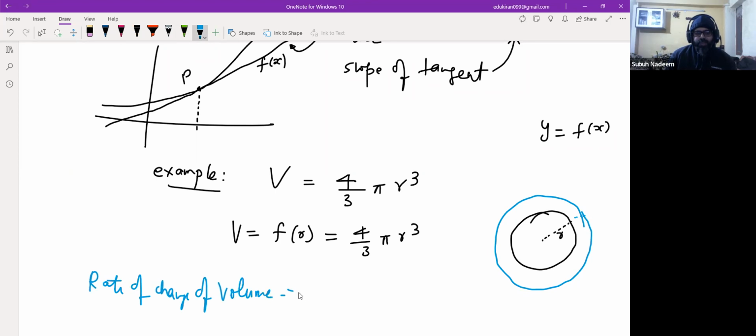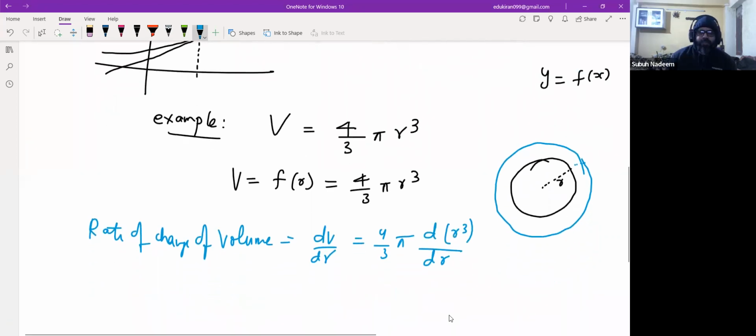We say that it is dV/dr, which is 4/3 π and the differentiation of r³ with respect to r, because 4/3 π are all constants. So this will be 4/3 π into 3r² after differentiation, and the π does not cancel. The 3 over here cancels with this 3, and we get 4πr². So this is the rate of change of volume.